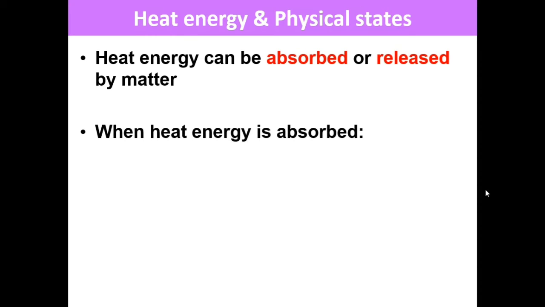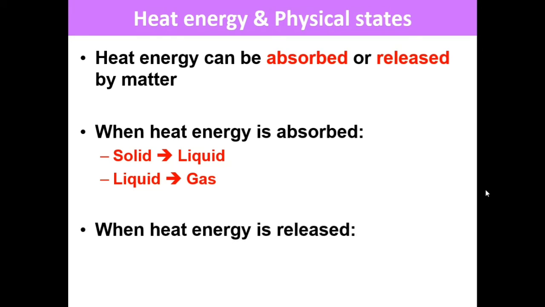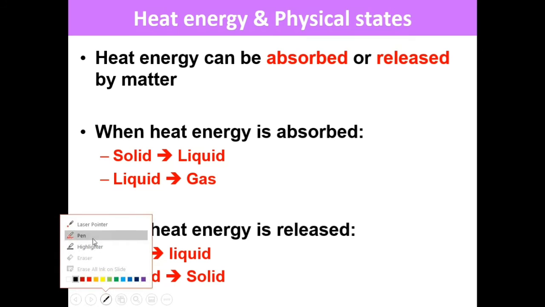When heat is absorbed by a cooler object, here's what happens. Solid can turn into liquid, which we call melting. Next, liquid can turn into gas, which we call boiling. Those happen because heat energy is absorbed. On the other hand, when heat energy is released, gas turns into liquid, which is condensation, and liquid turns into solid, which is solidification, or freezing.